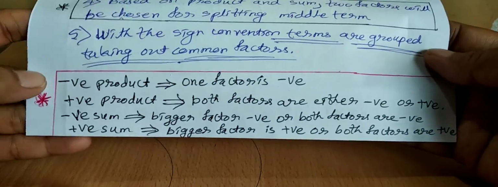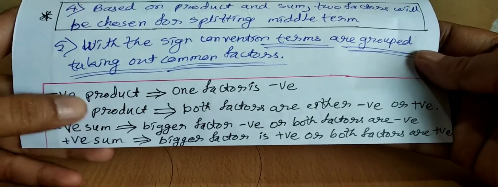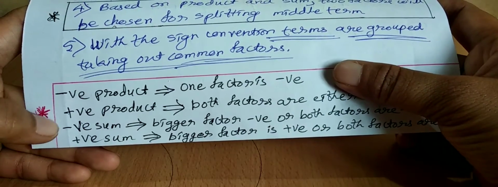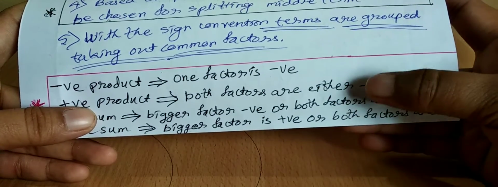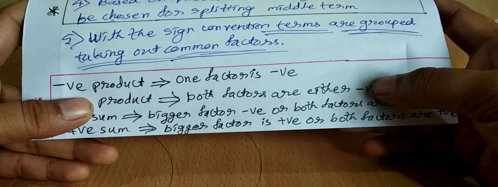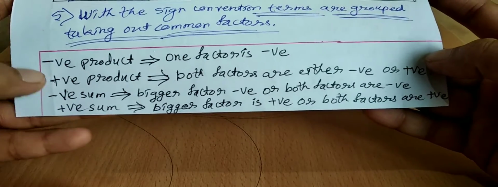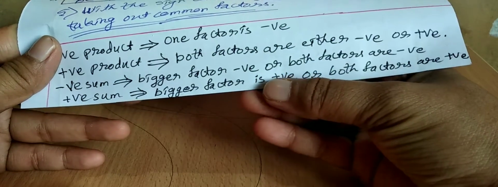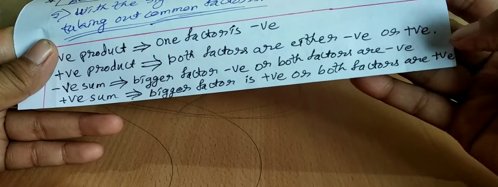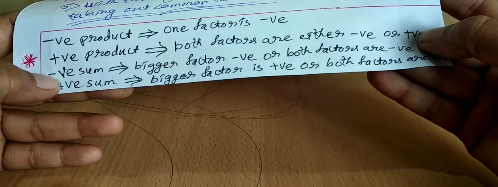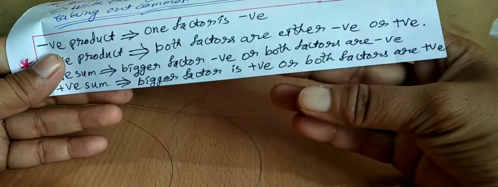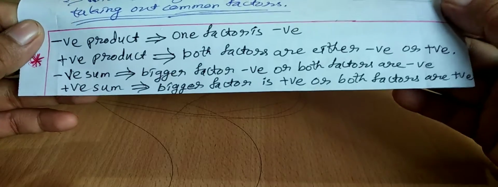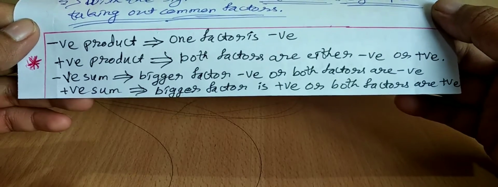Then what are those sign conventions? Negative product means that one factor is negative. Positive product says that both factors are either negative or positive. Negative sum says that the bigger factor is negative or both factors are negative. And positive sum says that the bigger factor is positive or both factors are positive. This sign convention is very important while choosing the factors.